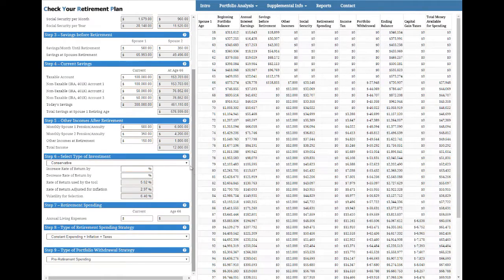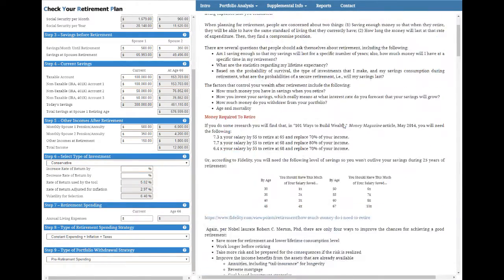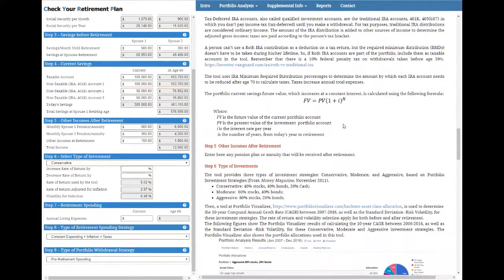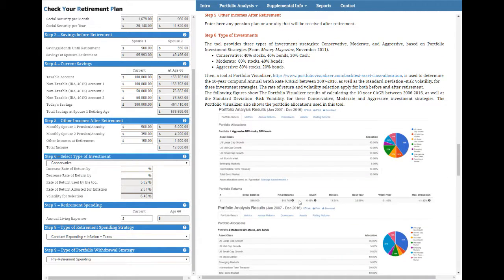In Step 6, the tool provides 3 types of investment strategies: conservative, moderate, and aggressive, based on the following portfolio investment strategies. Conservative, 40% stocks, 40% bonds, and 20% cash. Moderate, 60% stocks, 40% bonds. Aggressive, 80% stocks and 20% bonds.